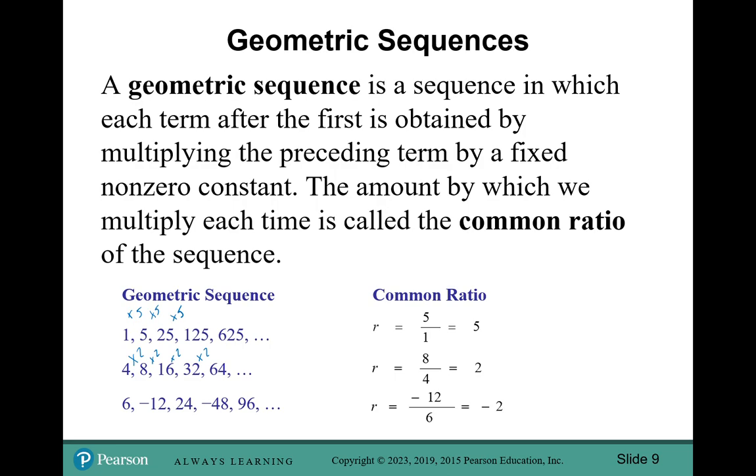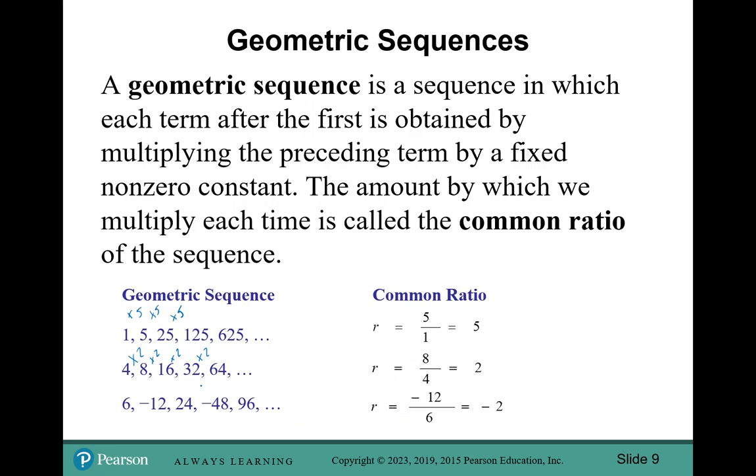Now, all you have to do is put your second term over your first term to find your common ratio. That's all it did in the first one: 5 over 1. To find your ratio here, 8 over 4. Our second term is 8, our first term is 4. We put 8 over 4. Boom. Got 2.